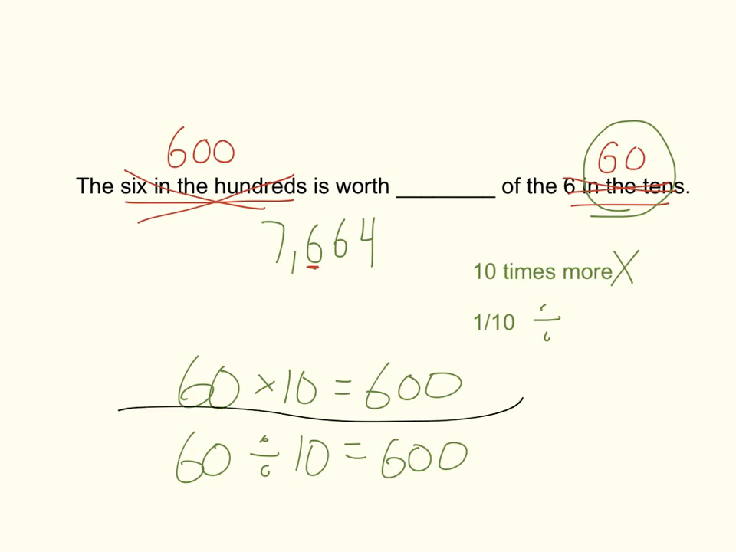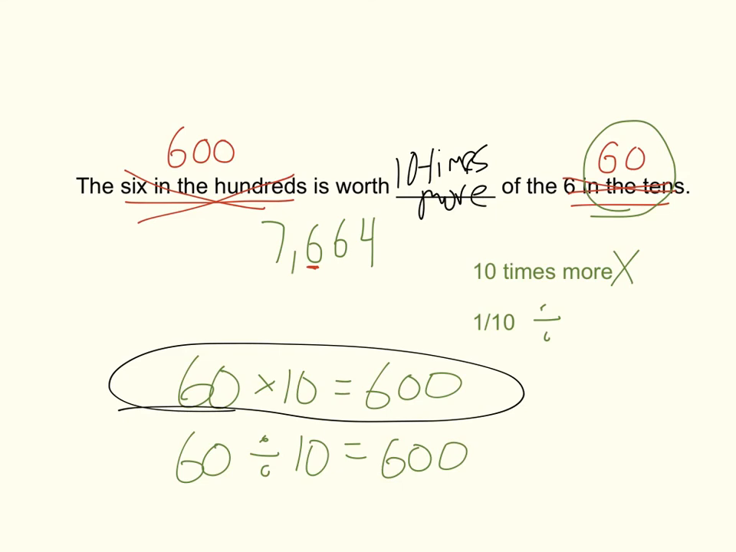It's quite obvious that 60 times 10 equals 600. So the phrase, if we read it together, the 600 is worth 10 times more of the 60, and that does make sense.